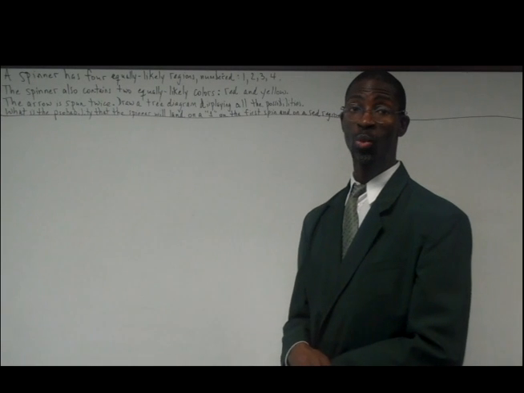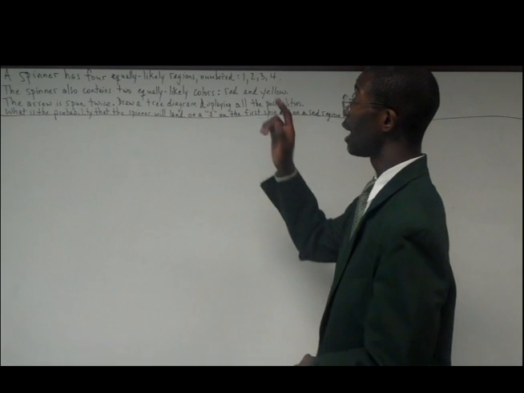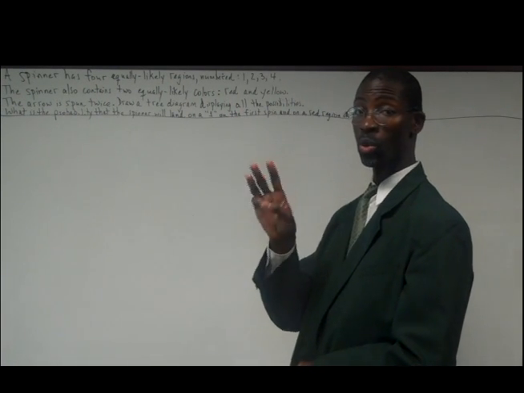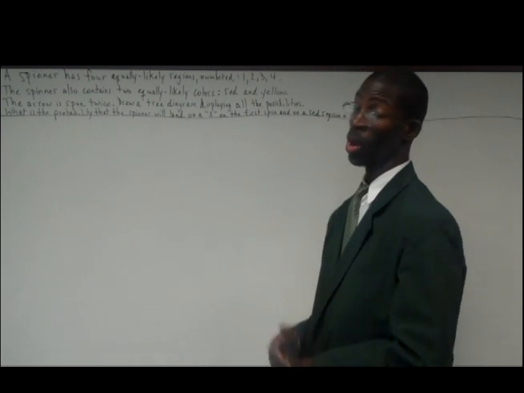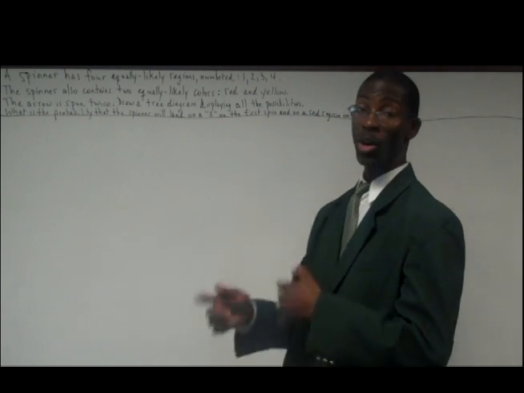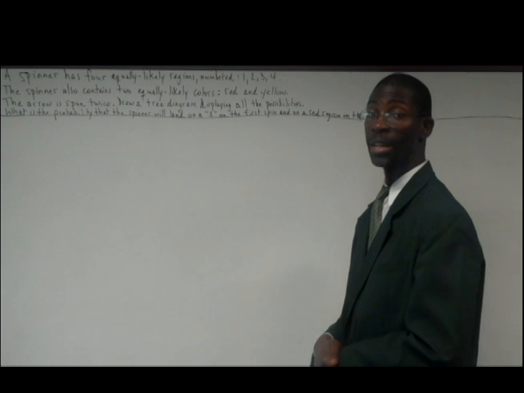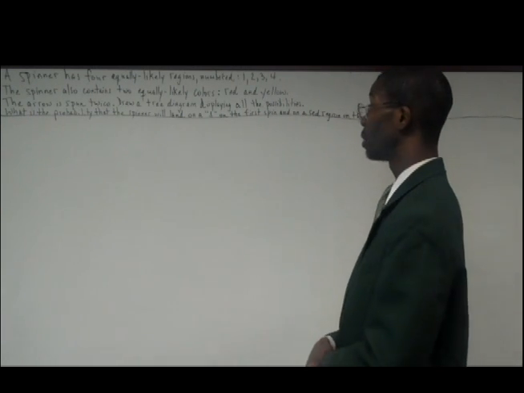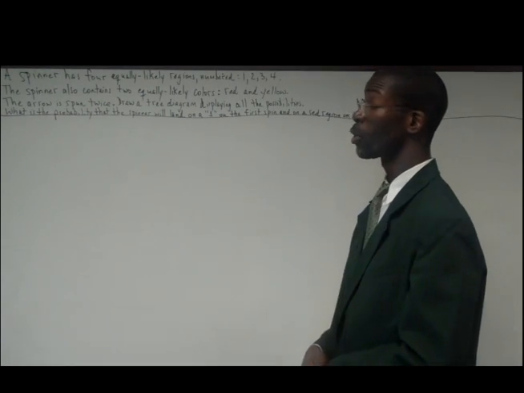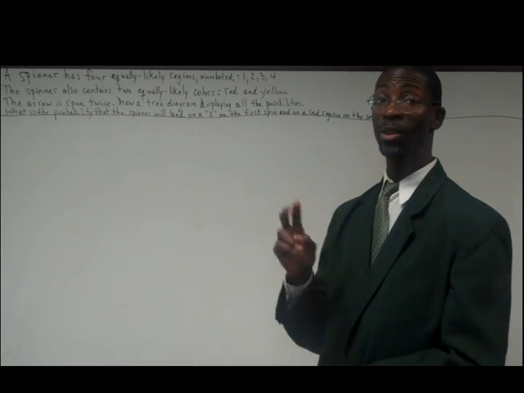We'll begin today's work with a probability problem. I'll begin by reading the problem to us. A spinner has four equally likely regions, numbered 1, 2, 3, and 4. The spinner also contains two equally likely colors, red and yellow. The arrow is spun twice. We need to draw a tree diagram identifying and displaying all the possible possibilities. And then the question that we need to answer is, what is the probability that the spinner will land on the number 1 on the first spin and then on the color red after the second spin?